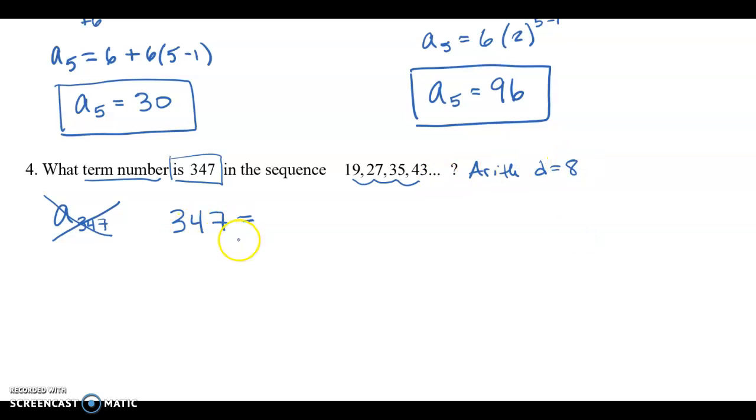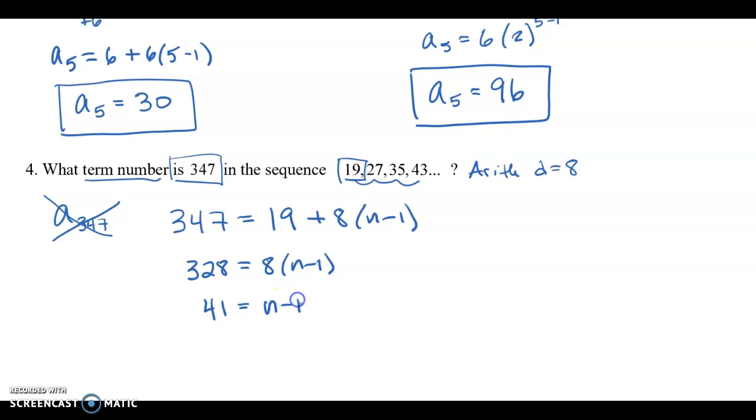All right, so that 347 came from our first term, 19, plus the d value of 8, times n minus 1. And so that's a nice little linear equation for us to solve. Some of you might distribute, some of you might not. Personally, I would subtract 19 and get 328. Whoops, I already made that mistake. Pause, rewind. There you go. 328 equals 8 times n minus 1. Divide by 8, that's 41 equals n minus 1. And then I get n equals 42.